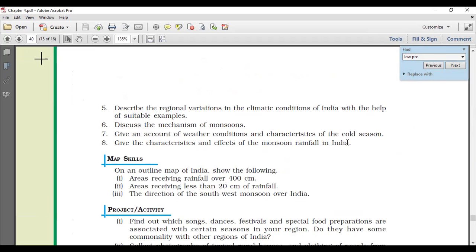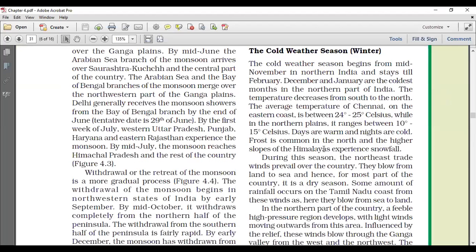Give an account of the weather conditions and characteristics of the cold season. Firstly, the winter begins from mid-November and continues till February in northern India. Next, December and January are the coldest months in the northern parts of India. Then the temperature ranges between 10 degrees and minus 15 degrees in the northern plains, while it ranges from 24 to 25 degrees in Chennai.